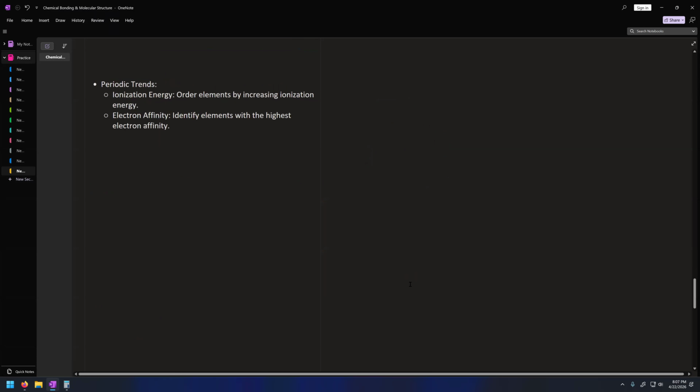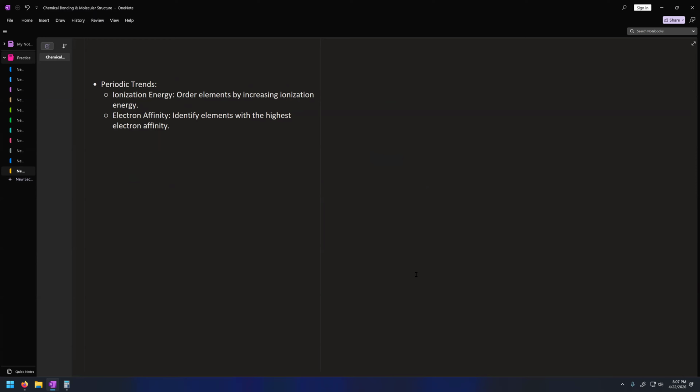For periodic trends, this is kind of a know it or you don't situation. I would recommend going back into your textbook, maybe annotate a periodic table, not the one that you're actually going to bring to the exam. Remember, that has to be blank. But just to practice, and while you're reviewing, it might help to have an annotated one that you're looking at.